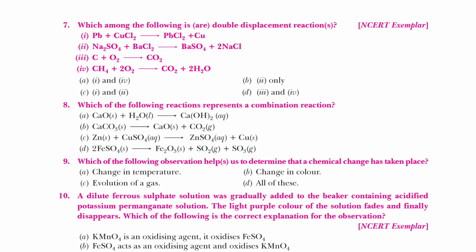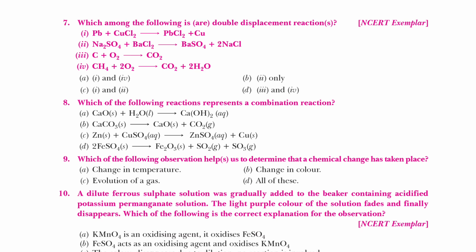Next, seventh question, which among the following are double displacement reactions? The first one is displacement, the second one is double displacement, the third one is combination, the fourth one is combustion. So option second is correct, and B is correct.